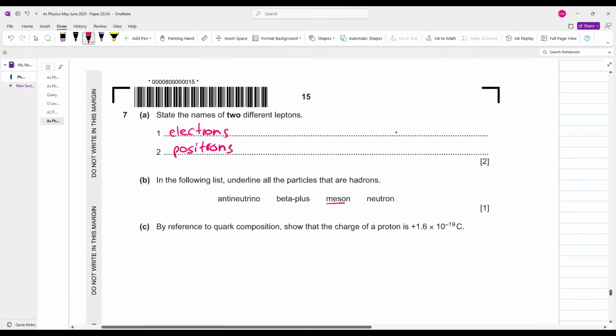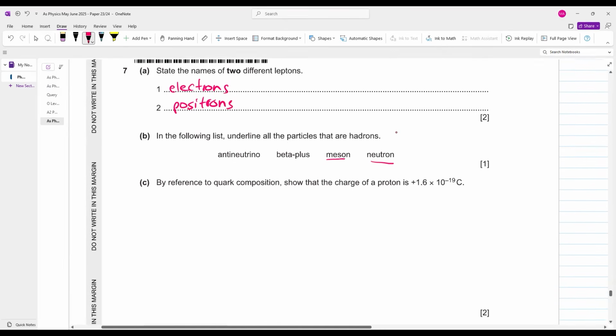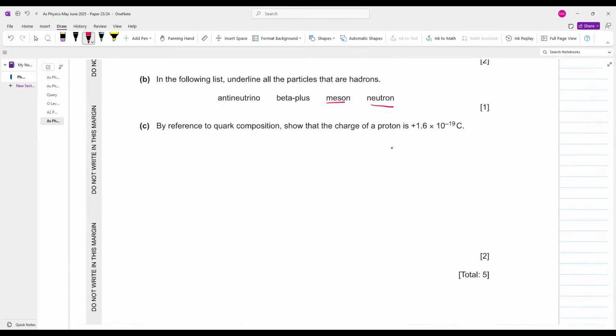Which particles are hadrons, mesons, and neutrons? Okay. By reference to quark composition, show that the charge of a proton is this.